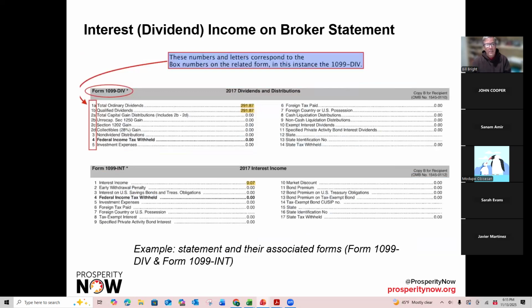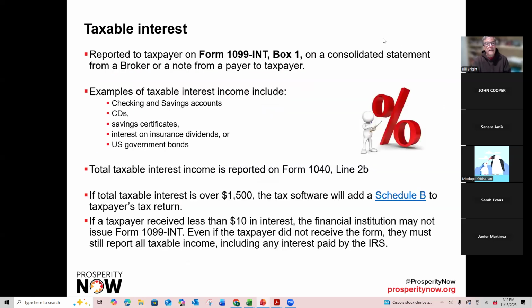Again, you can also see the interest and dividends on a composite statement from a brokerage account. Again, don't see very many of these, and usually it's a very, very small amount of money if we do. Taxable interest, again, it's on a consolidated statement. It could be anything from interest on a checking account, CDs, savings certificates, U.S. government bonds. Again, we will create a Schedule B no matter what. That's what the software does, the way that we input it. Frequently, some people will write down what their interest is, even though they never got a 1099, because if it's less than $10, the bank is not required to send the client a 1099.